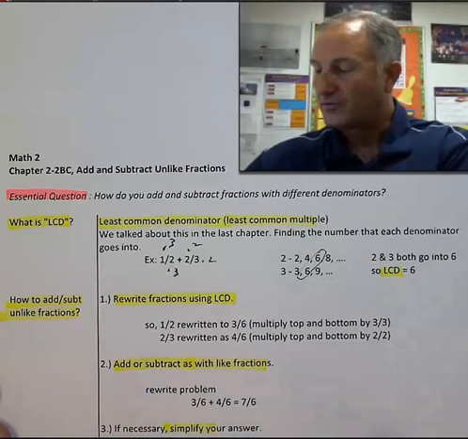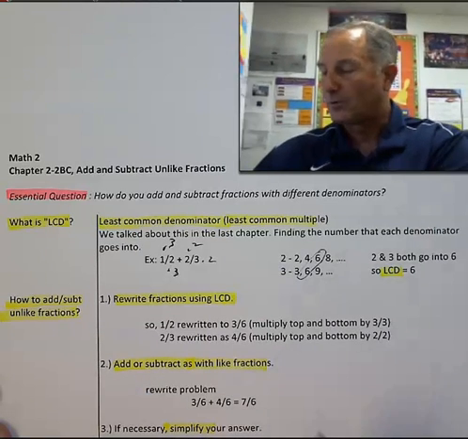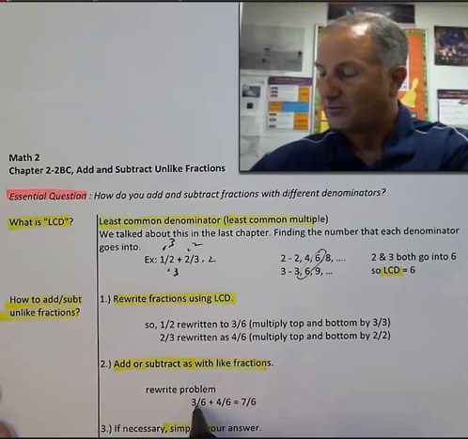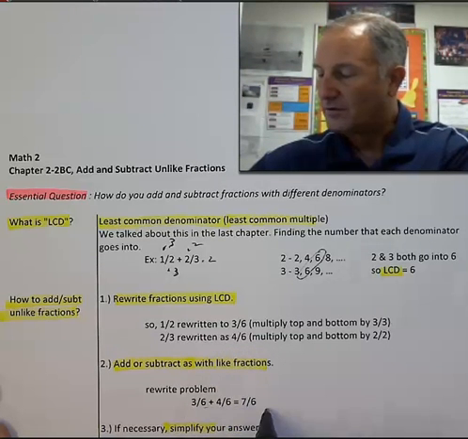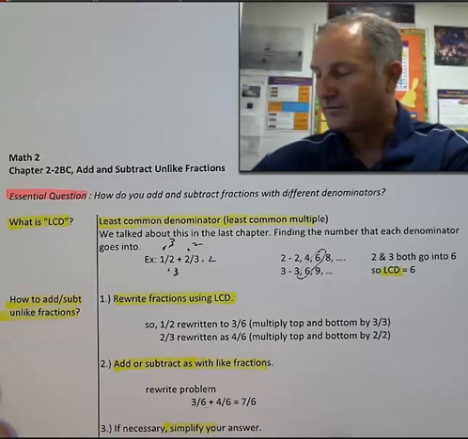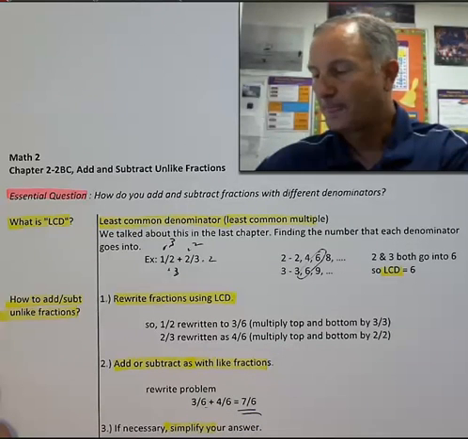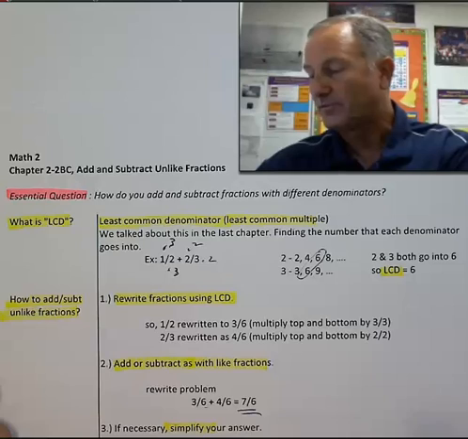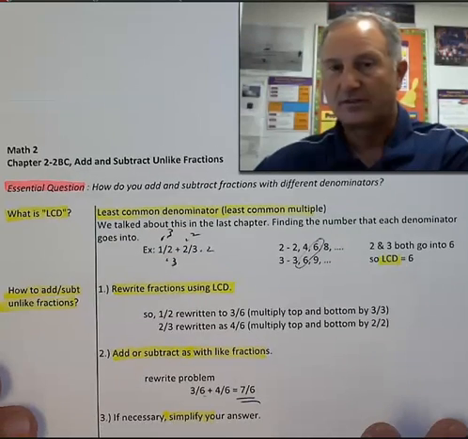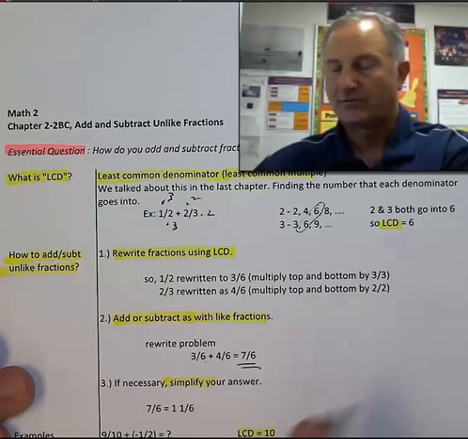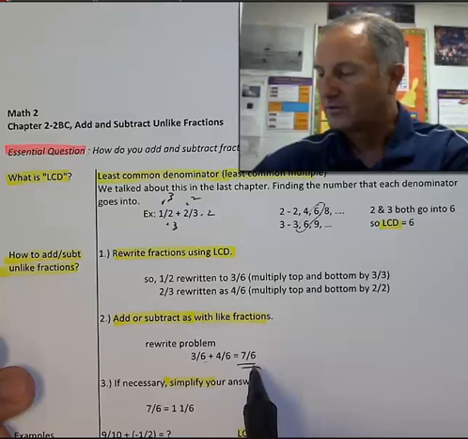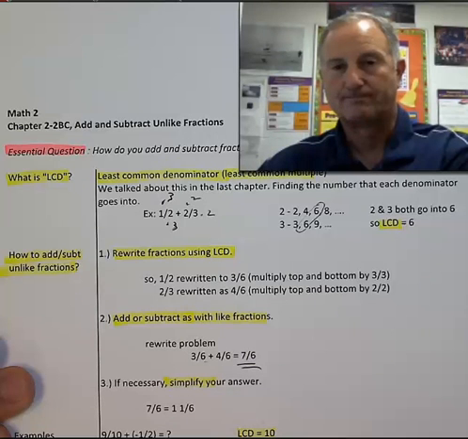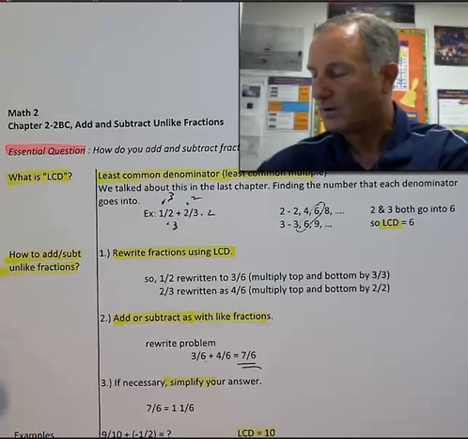Then add or subtract the like fractions. Now you're right back where we were in the last section. So there's my 3/6, there's my 4/6. Keep the denominator the same and add the tops, 7/6. If you can simplify it, simplify it. 7/6 simplifies to 1 1/6. 6 goes into 7 one time with a remainder of 1. Let's look at some more examples.